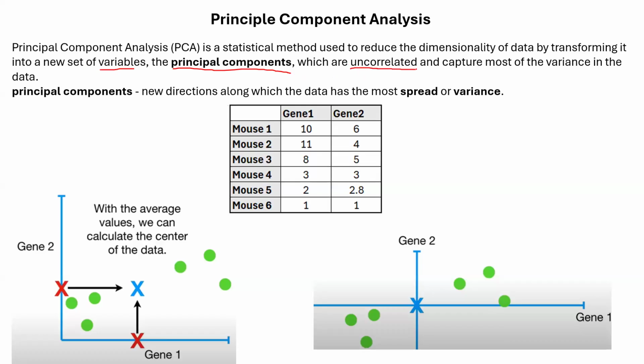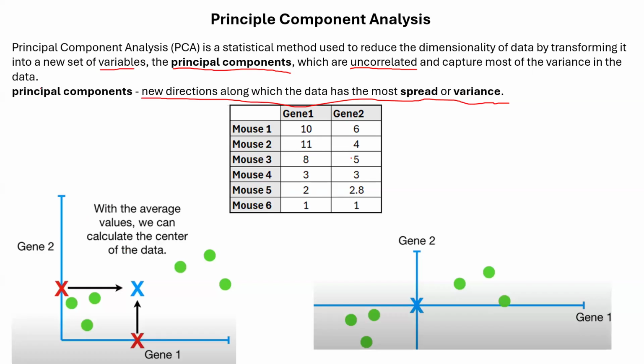Those principal components are uncorrelated. What does uncorrelated mean? They will not have any relationship between those variables, right? So those are uncorrelated and capture most of the variance in the data. What is the variance? The spread of the data from the mean is called variance. So these principal components are the components or the lines or the axes which are uncorrelated but capture the most variance in the data. How they capture it and all that, we will slowly get to know. So what are the principal components? New directions along which the data has the most spread or variance. So now we have the original dimensions.